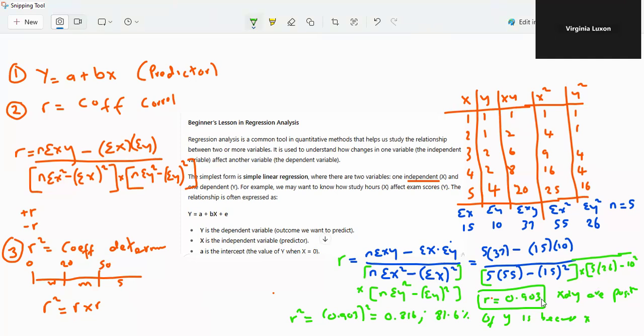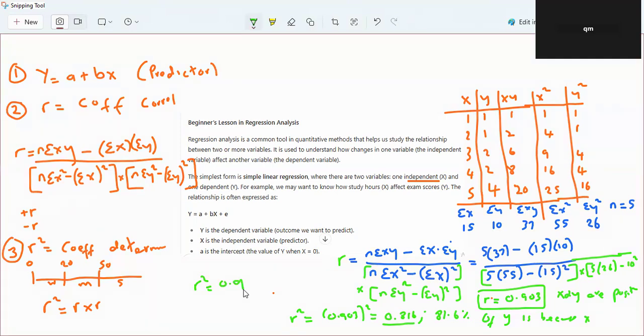Yes. Then we go to R squared. The same answer we got, we just square it to the power 2. We found 0.816. What is your comment? It is a strong relationship. Or 81.6% of Y is because of X. What if we found R squared as 0.9? What does it mean? 90% of Y is because of X. What if we found 0.1? 10% of Y is because of X. Of course, 0.1 means a weak relationship. Are we together?